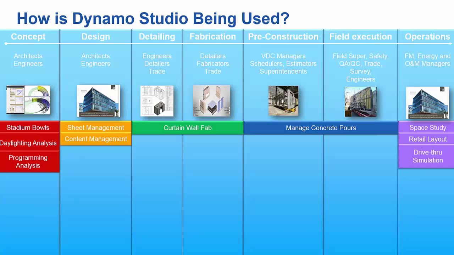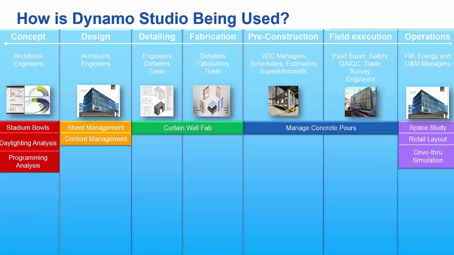So if you chart the Dynamo use over the building lifecycle, all the way from the left in conceptual design to the right in facility management, operation, and maintenance, we go through different milestones. The first milestone is on the concept level. Architects, engineers are able to use it for large projects such as stadium bowls, daylighting analysis, and programming analysis. That's architectural programming, not computer programming. In the design itself, Dynamo can control your sheet management for large projects and also the content management as well.